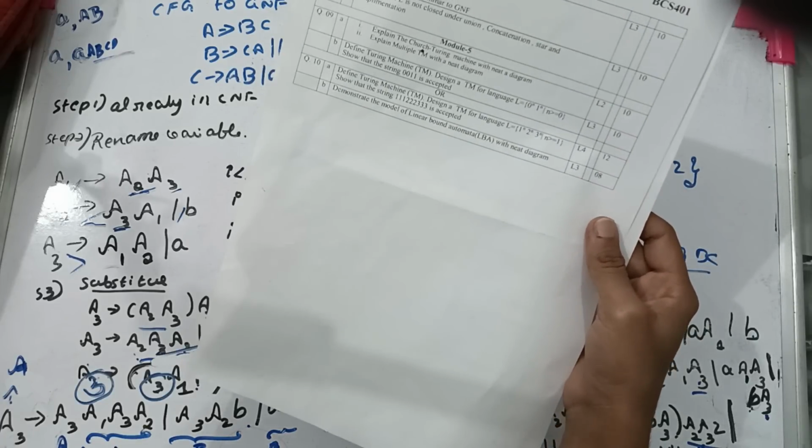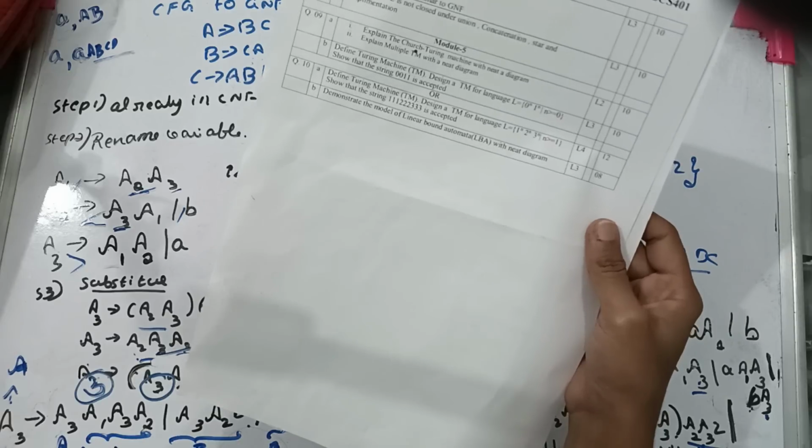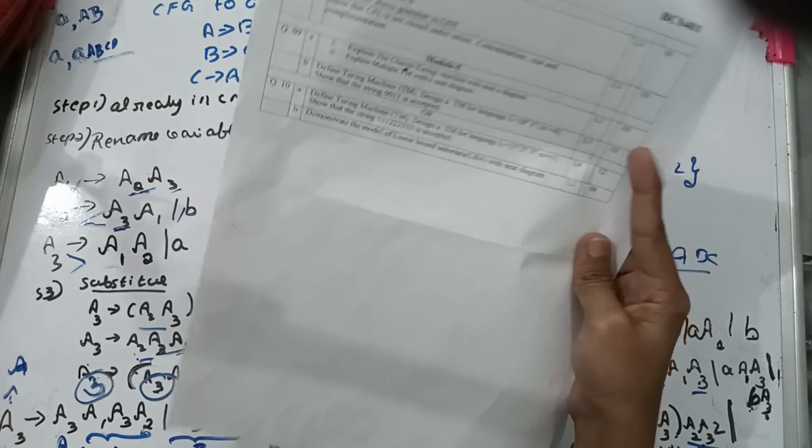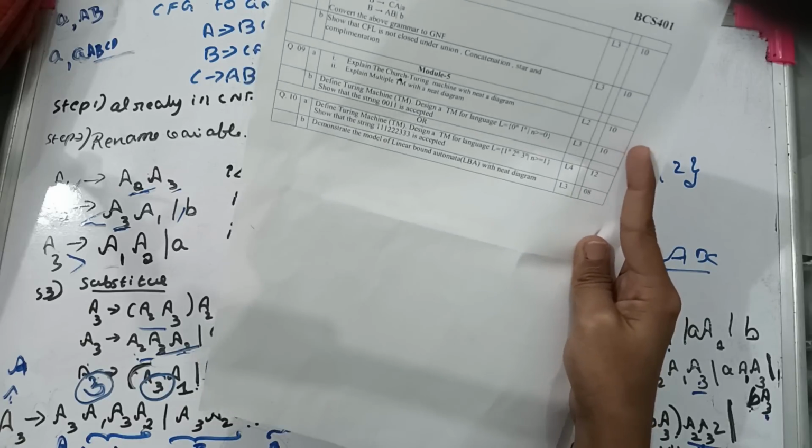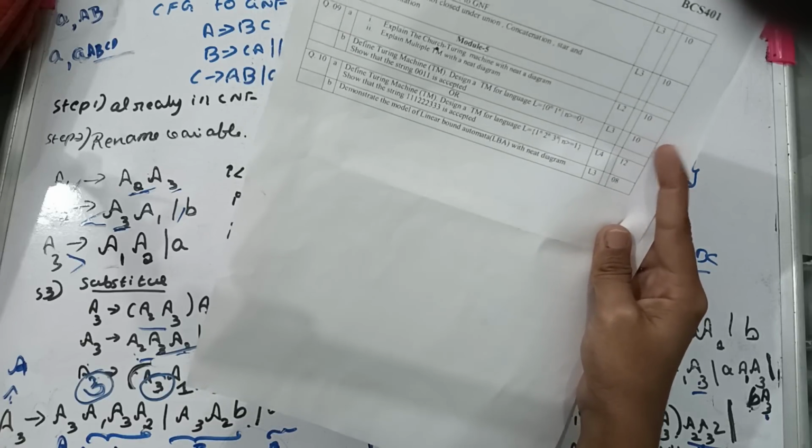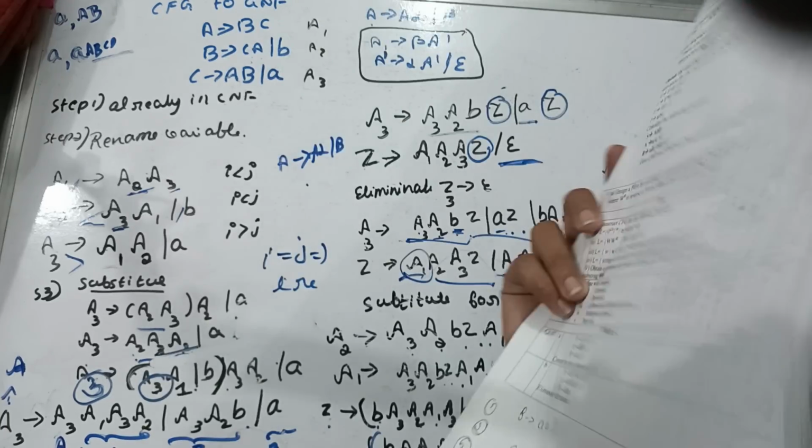And here, explain multitape Turing machine, the solution I gave in module 1. So refer to that, and it may come for 5 marks. And explain Church Turing machine, I don't know, and here linear bounded automata also. So refer to something on Google.